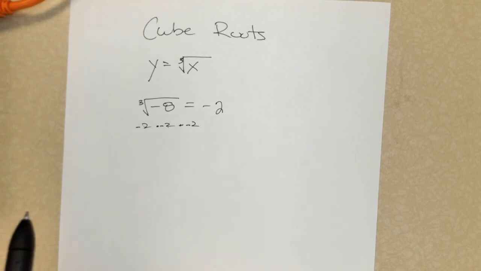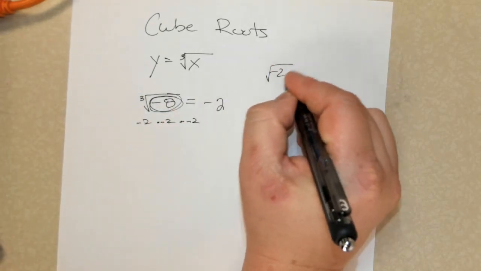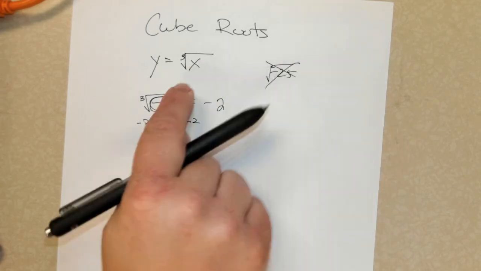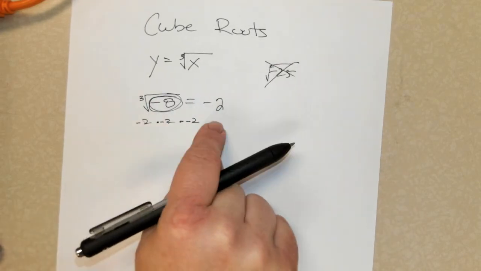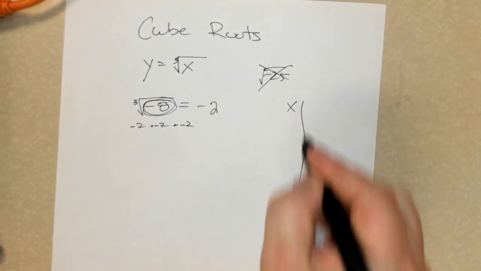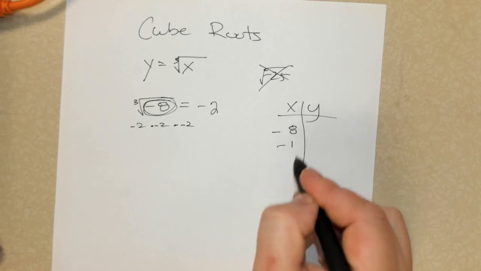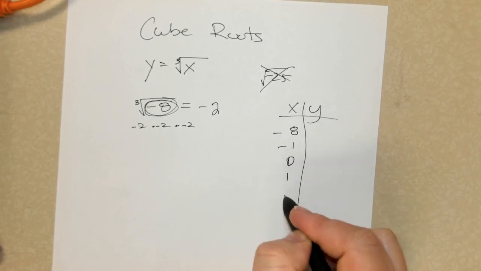What does that tell us? It tells me that I am allowed to plug in negatives. Remember, with square roots, it didn't work. Square roots didn't work. But cube roots, because there's an odd number here, I can plug in negatives. So when I make my table, I don't have to start at 0. I can do negative 8, negative 1, 0, 1, and 8.